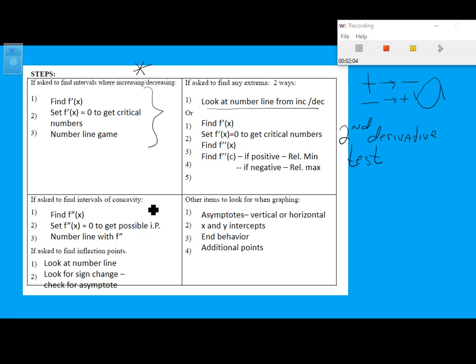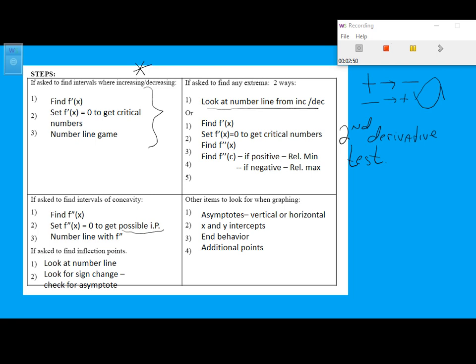If you're asked to find intervals of concavity, these are your steps. You will find your second derivative, and you will set that second derivative equal to 0 to get your possible inflection points. After you have your possible inflection points, you play the number line game with your second derivative. So that's how you get intervals of concavity. You'll see these in action here pretty quick.